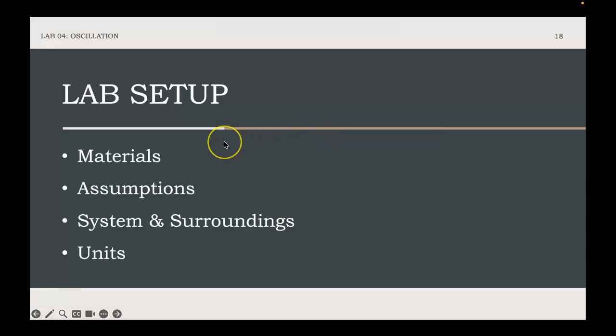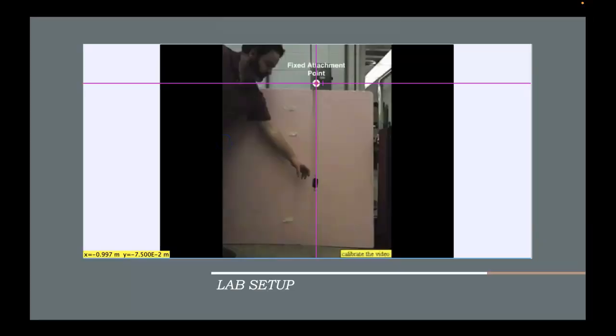Our lab setup: our materials were the spring, the rope, the mass, the tracking software, and GlowScript. Our assumption is that the system is isolated, so no external forces are impacting it, including air resistance. The system itself is the mass, the spring, and the Earth. The surroundings is nothing else. And the units are meters and seconds.